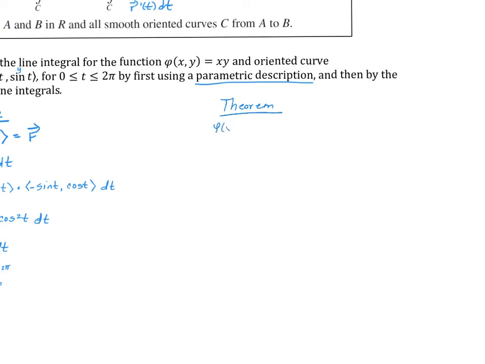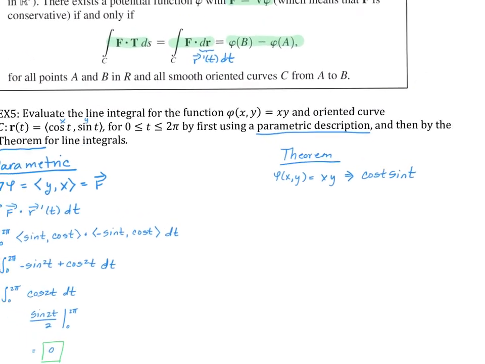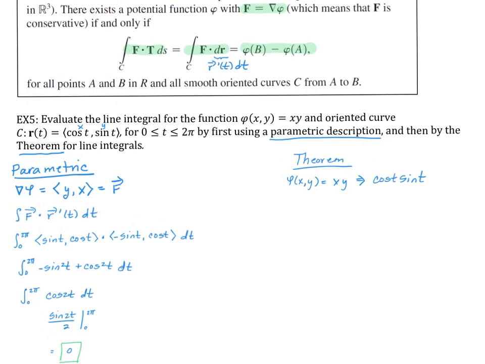And we have our function phi, which is equal to xy. So remember, our curve is x is the cosine, y is sine. So I can write phi as cosine of t times sine of t. And I want it to be written in terms of t because this fundamental theorem says that my a and b have to be written in terms of t. Everything's in terms of t.